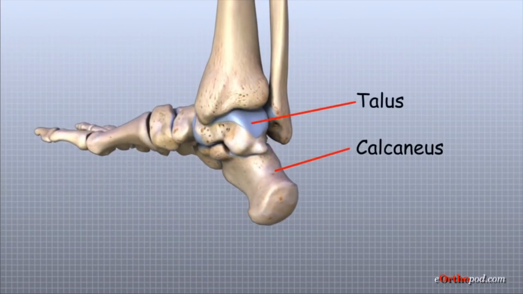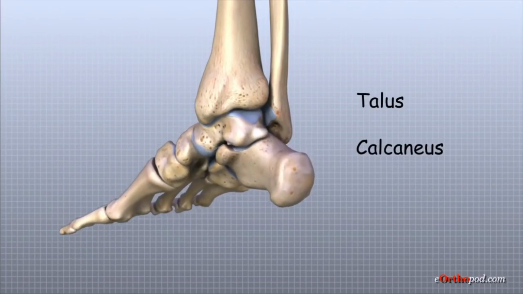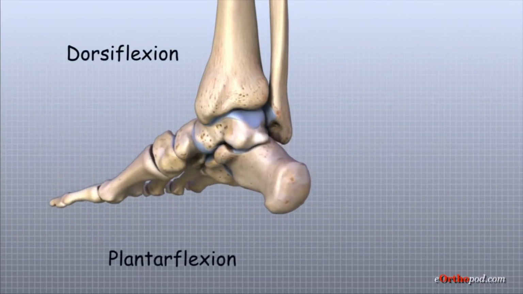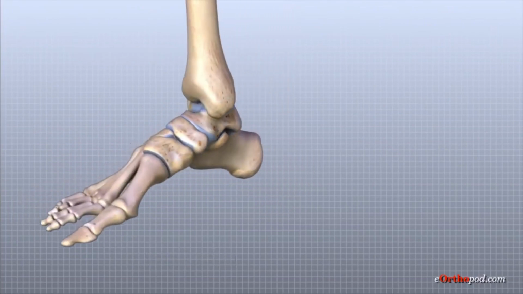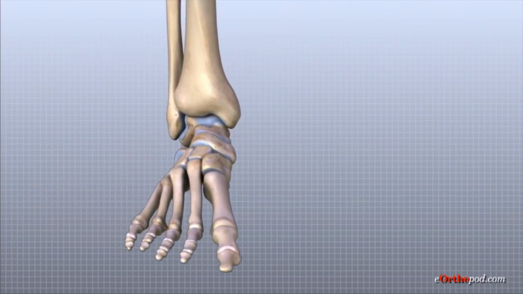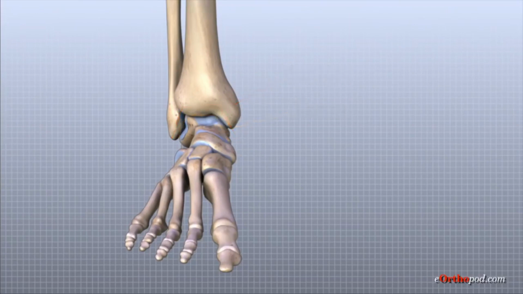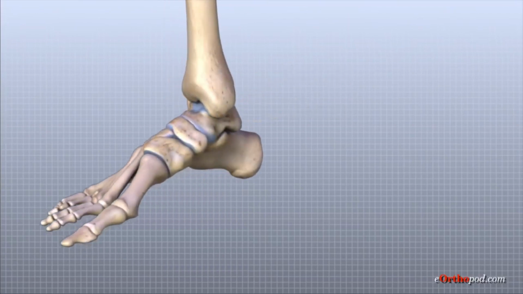The talus works like a hinge inside the ankle socket to allow your foot to move up, called dorsiflexion, and down, called plantar flexion. The ankle socket is sometimes referred to as the mortise of the ankle because the structure of the ankle joint is similar to a joint used in woodworking called a mortise and tenon joint. It has been used by craftsmen for centuries to create strong, sturdy connections in furniture and buildings.